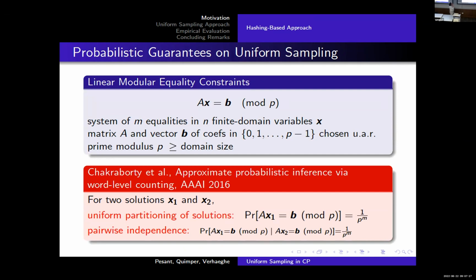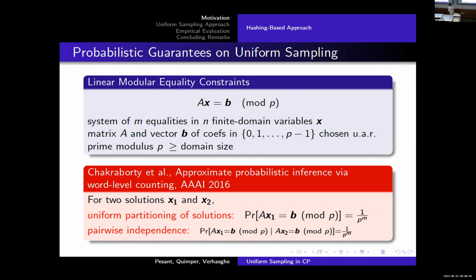The nice thing is that we do have probabilistic guarantees here. We didn't have pairwise independence before; here, thanks to previous work by other people, we do. So we will have a system of linear equality constraints in modular arithmetic. Let's say we have, in general, M equalities, with coefficients chosen randomly and a prime modulus P at least as large as the domain size. These people have shown that, given two solutions x1, x2, you have uniform partitioning.